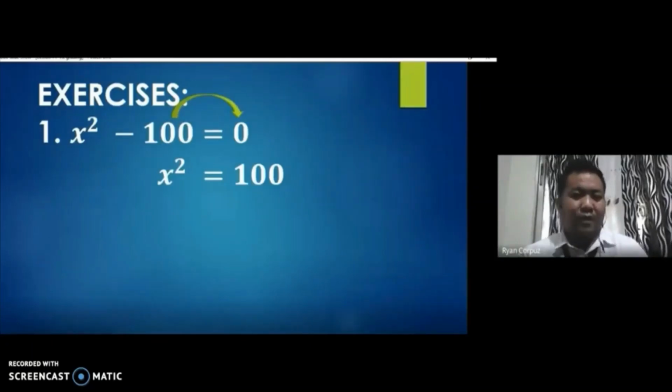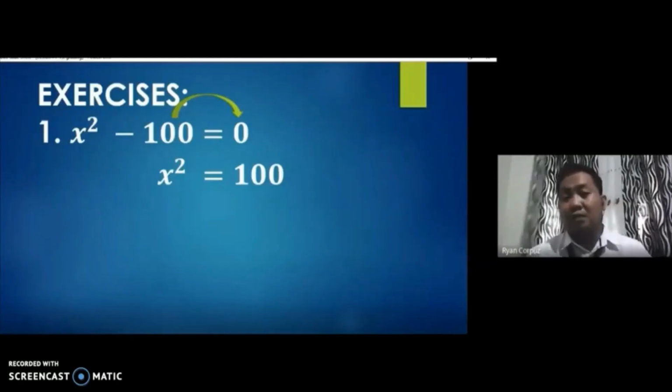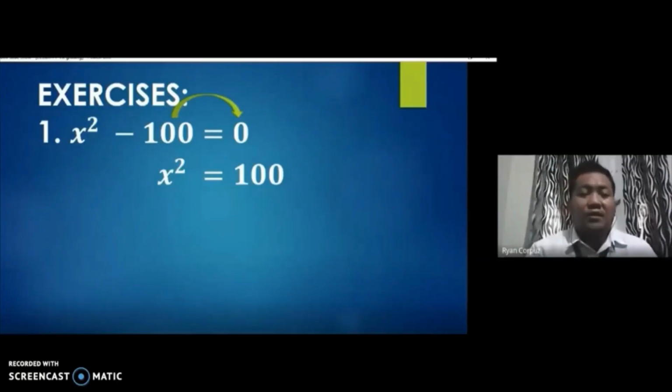When you move negative 100 to the right side of the equation, it's the same way that you made use of a certain property, particularly the addition property of equality. So you just added 100 on both sides of the equation. So that on the left side, negative 100 plus 100 will be cancelled out because that will be equal to 0. And 0 plus 100 on the right side will be equal to 100. That's why it will end up as x squared is equal to 100. So in that case, we are already in the right form.